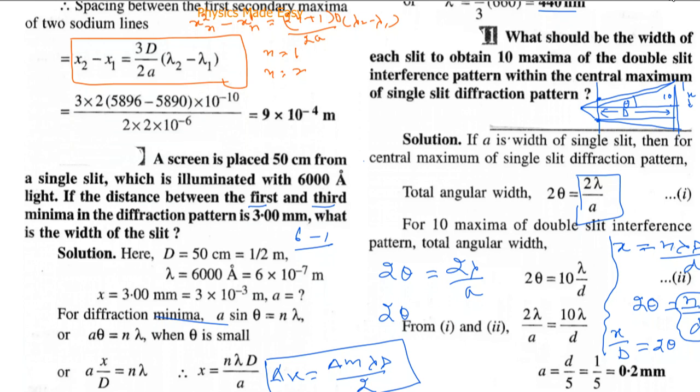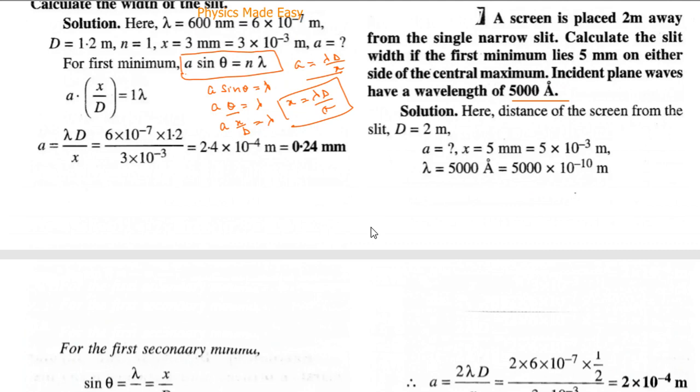This x by D, where D is capital D, is theta. Once we divide this x by this D, I will get theta. I am taking it as 2 theta because here I have taken the angular separation to be 2 theta. And now I will make these two equations equal. One is 2 lambda by a. This is the width of the diffraction pattern.